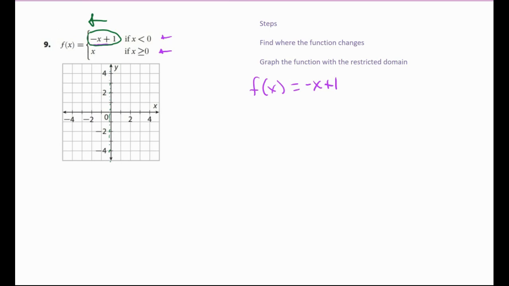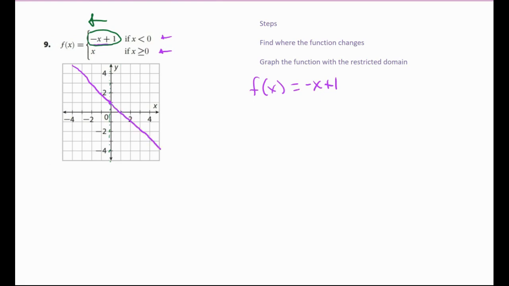So when I am actually graphing this, let's look at, okay, it's a y-intercept of 1 and a slope of negative 1. So if I were to do it normally, I'd go down 1 to the right 1, down 1 to the right 1, and then to the opposite side, it's up 1 and to the left 1. And so my graph would normally look like that.